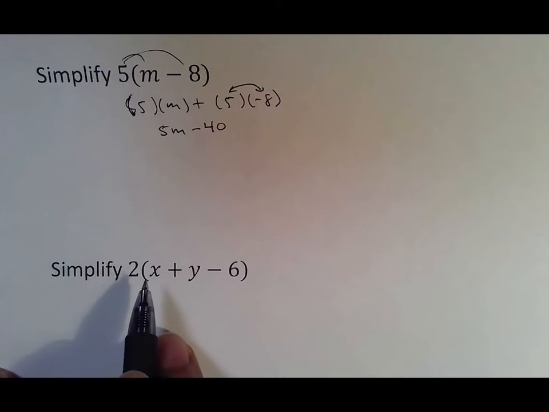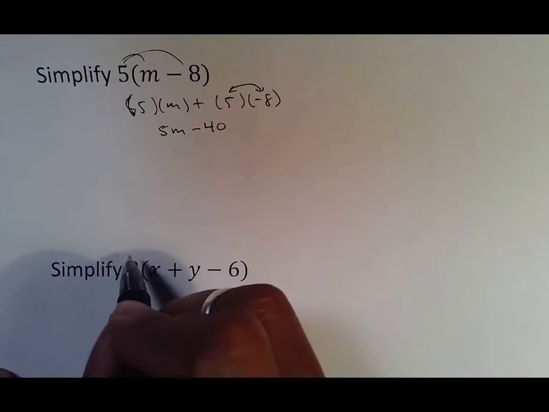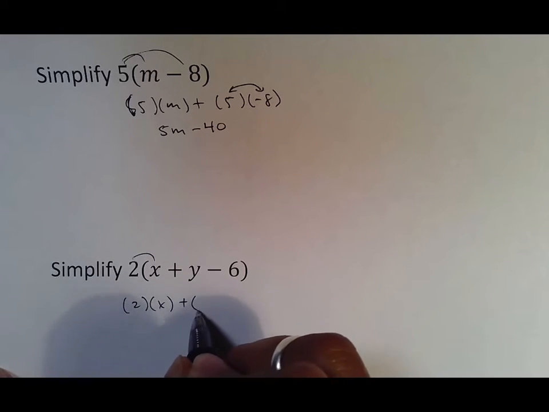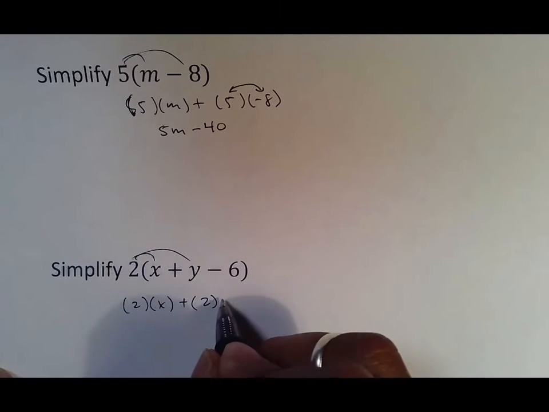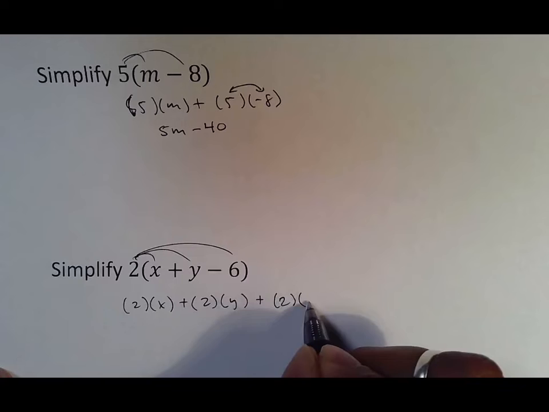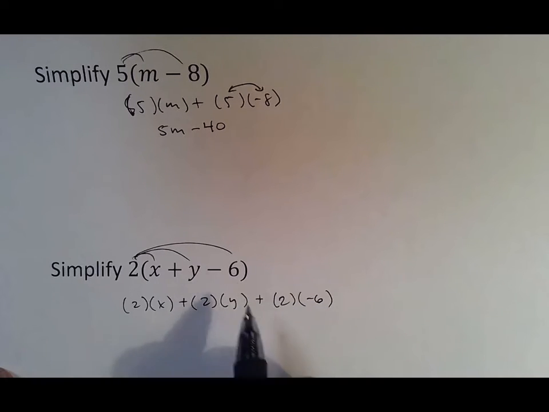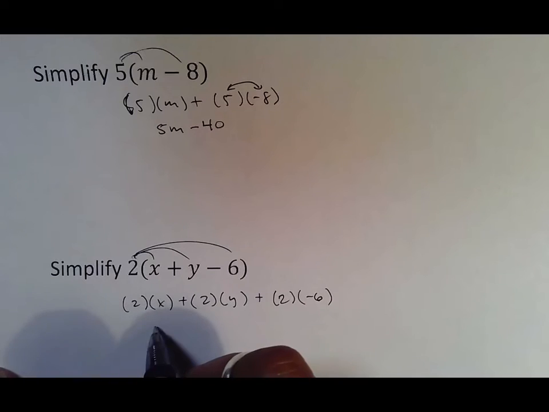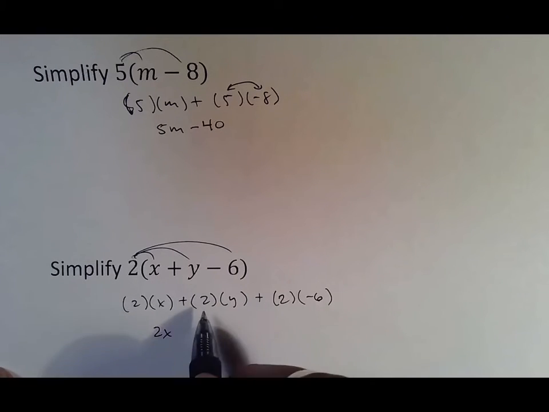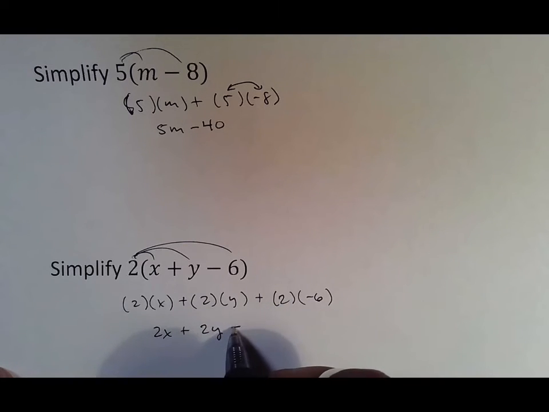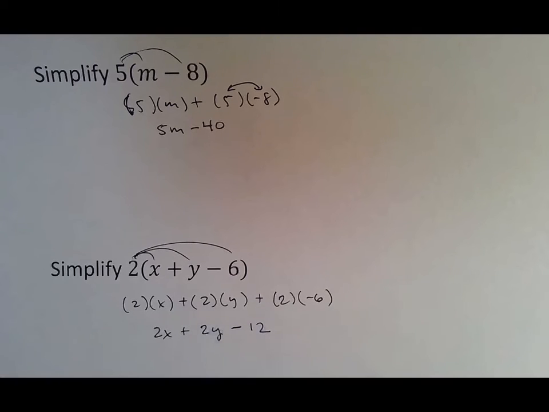And let's look at it. 1, 2, 3 terms, 3 friends. So 2 meets x and 2 meets y and 2 meets -6. Again, that's a -6. Make sure you're ready for that. When you work that out, we know that that's just going to be 2x. This is going to be positive. This is going to just be 2y. But here we go, a negative times a positive, which means it's going to be -12.